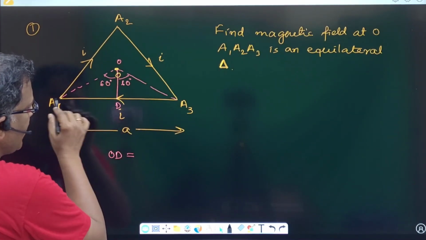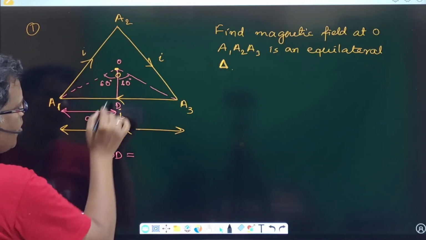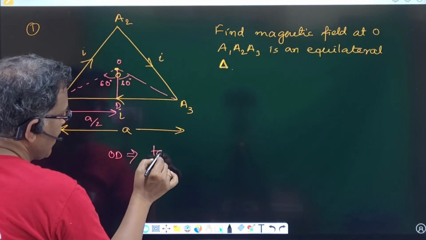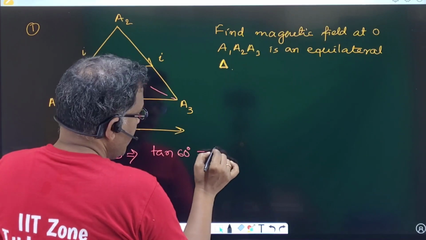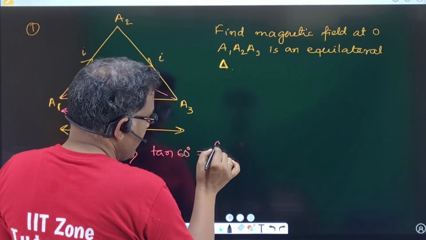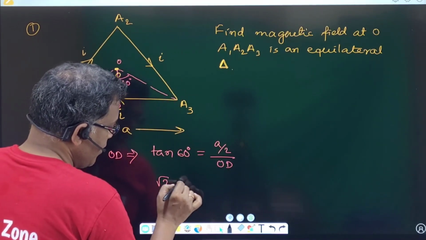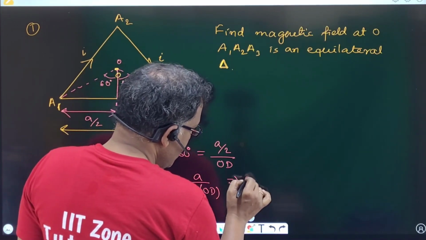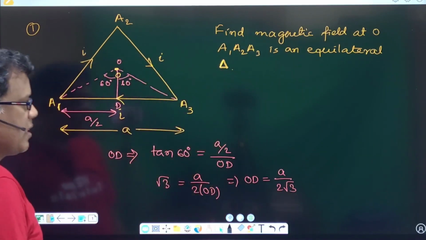You are saying that if the side of this is A by 2, right? You need to know OD. So for OD, you can write tan 60 is equal to A by 2 by OD, right? So tan 60 is root 3, so this is A by 2 root 3 for OD. Correct. OD is coming A by 2 root 3. Absolutely correct. So the distance is A by 2 root 3.